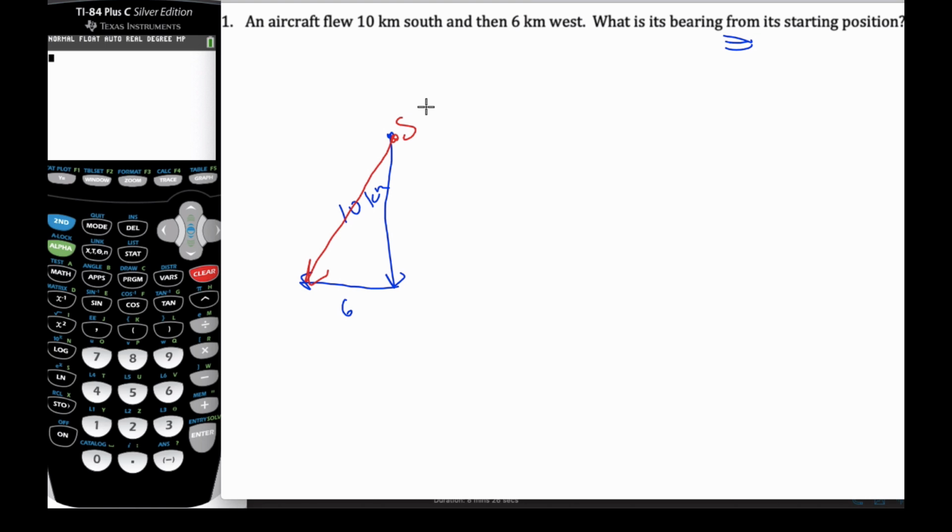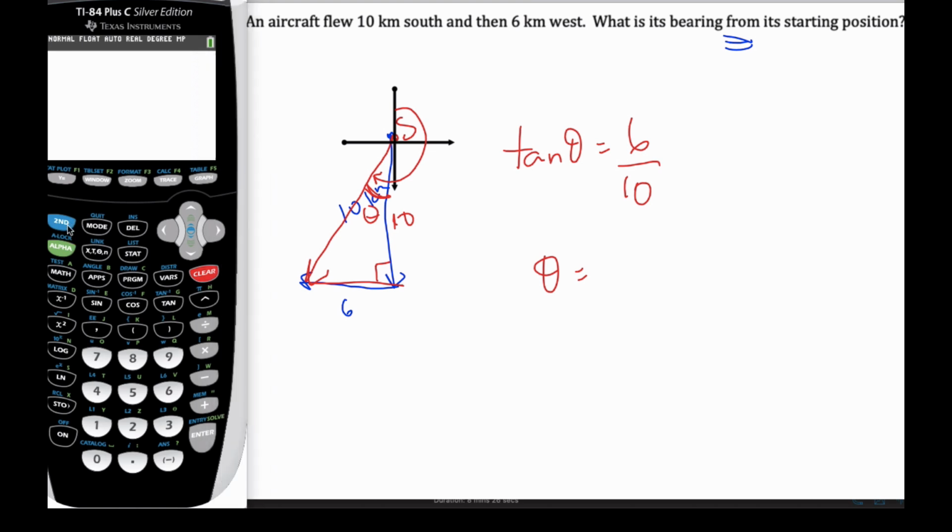The bearing goes from north, right? Put a little compass rose on there. I want to look at the angle that goes all the way around to here. In order to do that, I need to get this little angle first, and I'll call that angle theta. To get theta, I know this is 10 and this is 6. This is a right angle because it's south and west. So theta will be the opposite over the adjacent, which is tangent. The tangent of theta is equal to the opposite divided by the adjacent.